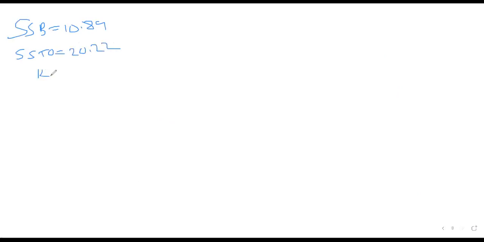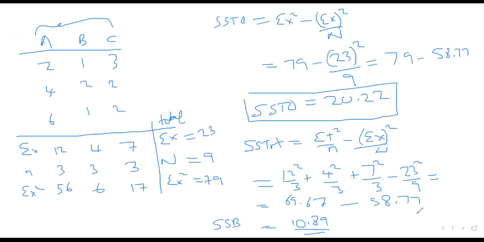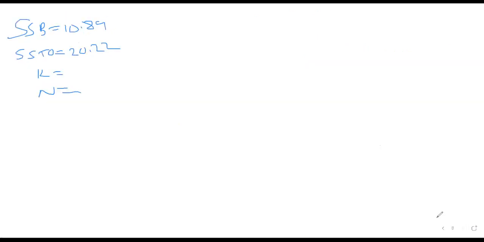Somebody tell me what is our K and what is our N? What is our K here and what is our N? K is 3, and N is 9. Here we have a 3 and here we have a 9. So who can set up the ANOVA table for us?